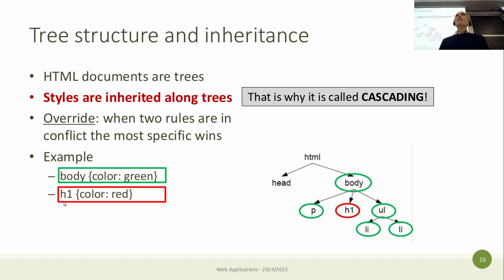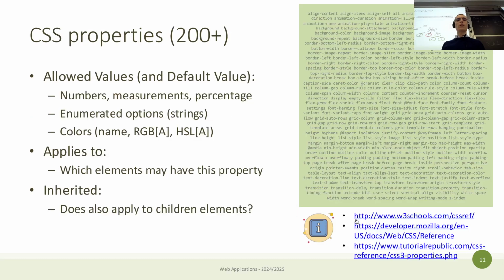If I specify something else for other HTML elements, like H1, the innermost rule will apply. So the rule which is lower in the tree will apply if it goes into conflict with the previous rules. Basically you have a default, and from a certain point you can change the default down the tree. Like here red, for instance, for H1.